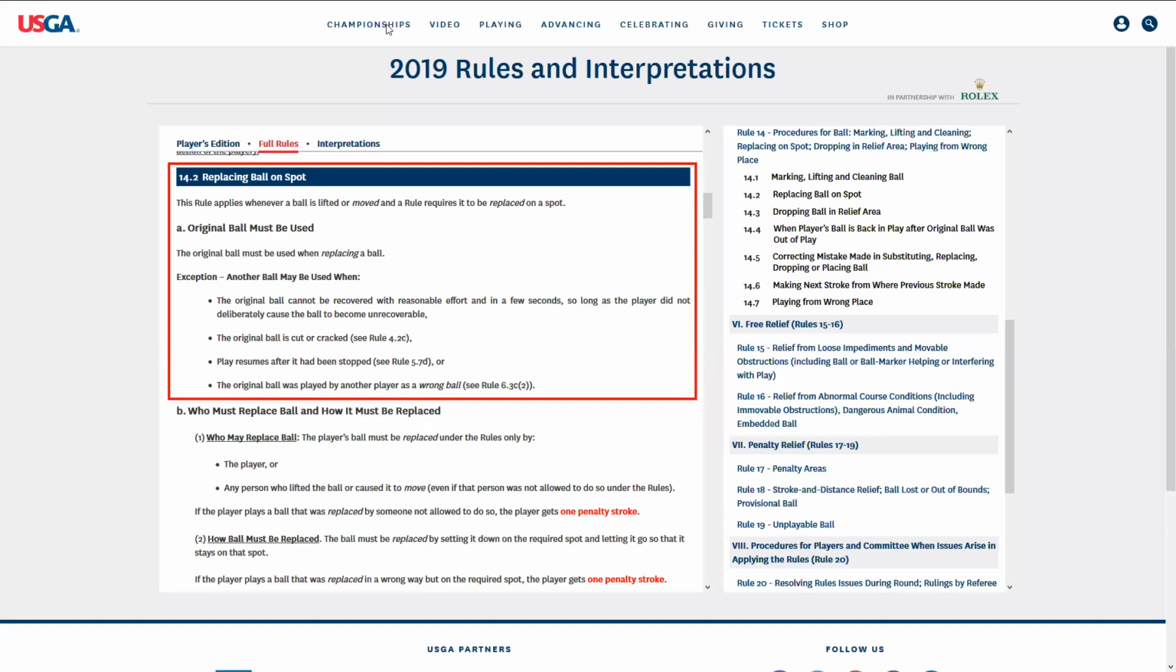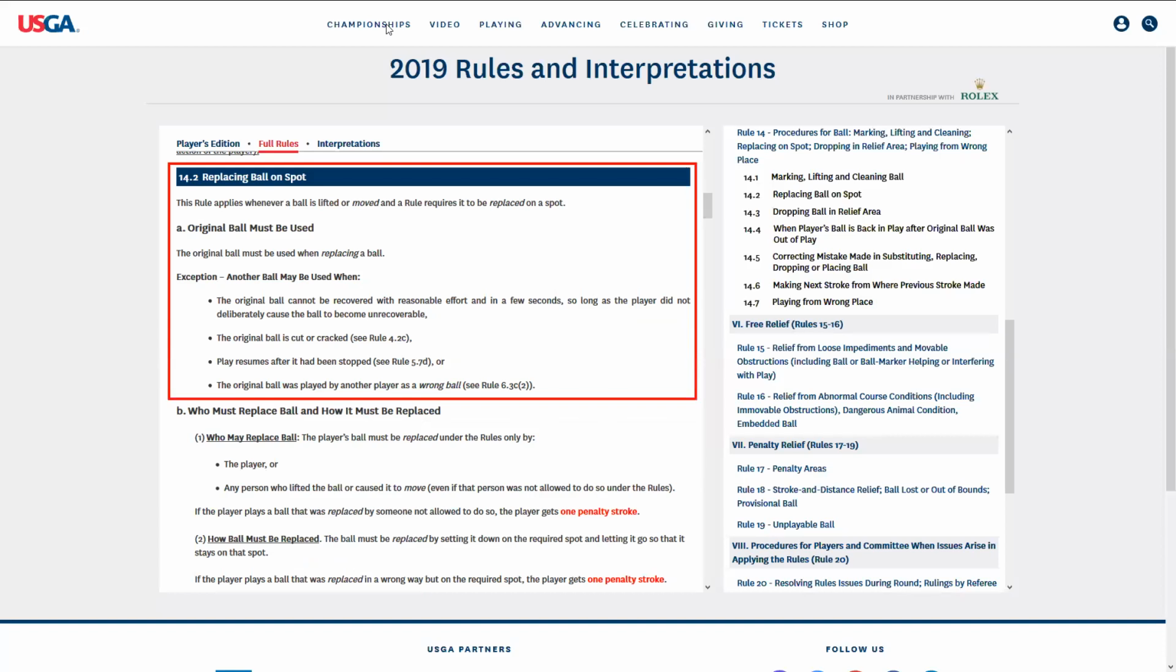And the exceptions when you are able to substitute: the original ball cannot be recovered with reasonable efforts and in a few seconds, so long as the player did not deliberately cause the ball to become unrecoverable. This is a change. Here's how it works.